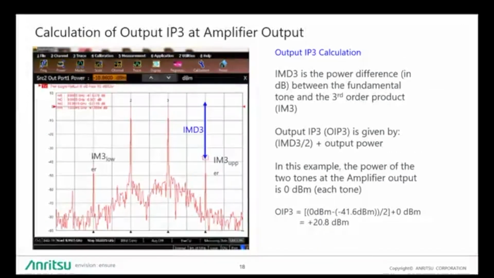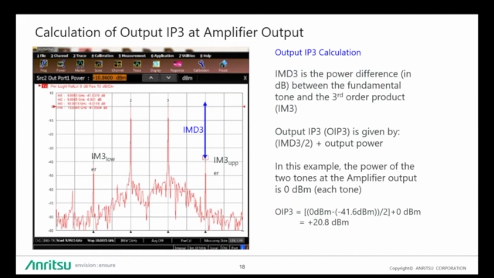So now the next thing is to calculate the output IP3 itself. How do you do that? So that's the formula: the difference in the two tones, the fundamental and the IM3. In this case, I've chosen the second tone, the upper tone. And you can see that the difference between the fundamental and the IM3 product is 41.6 dB.